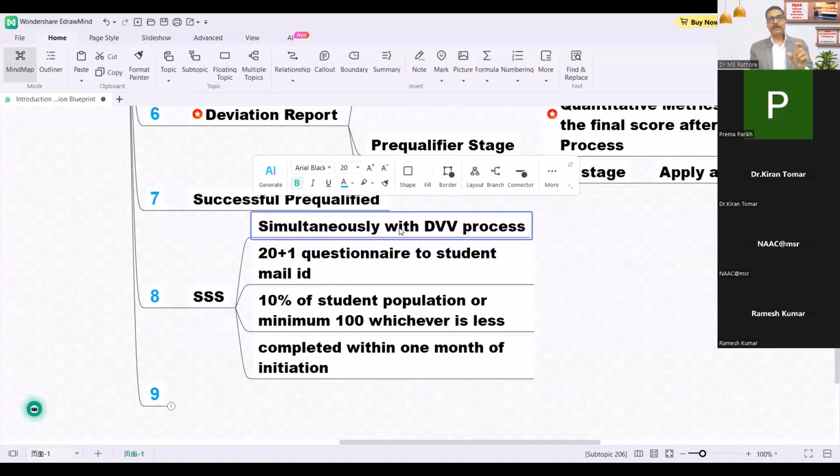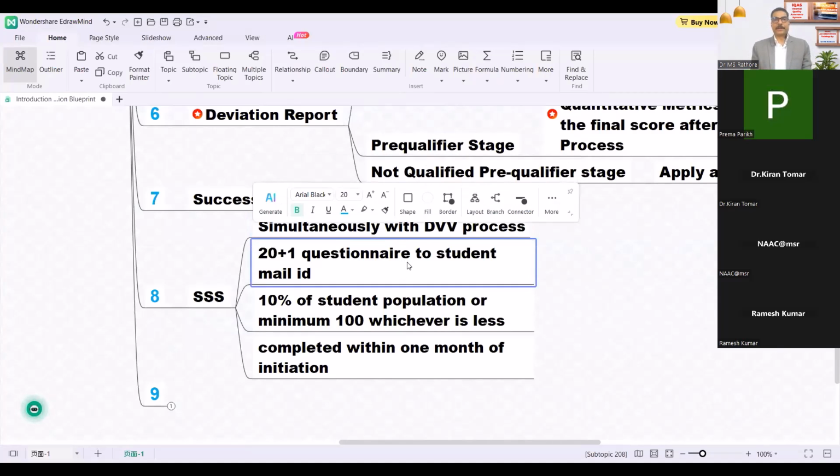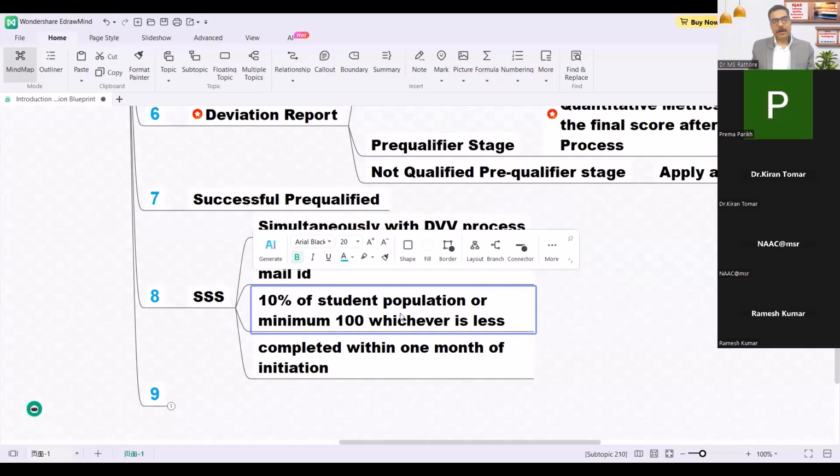It's a very important one. So 60 marks are there. The 60 marks would be allotted based on the feedback of the students on the 25-question questionnaire, which has been sent to the students' email IDs, and then students are required to respond to it. This process would be continued for 1 month, or until 10% of the student population or a minimum of 100, whichever is less, has been met. This figure has been put in to have a statistically significant number.